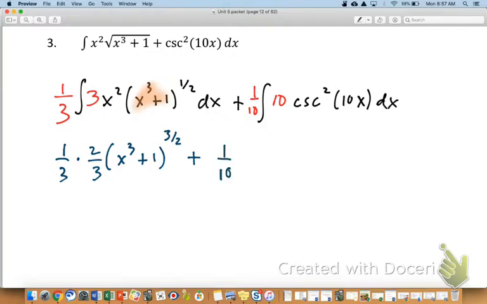Plus 1/10. And what's the antiderivative of cosecant squared? Negative cotangent. There we go. So it really would be negative cotangent of 10x. We got our plus c. And you could simplify that a little bit. Obviously, you get 2/9 on the first one, and you could mess around with the second term a little bit. There you go. Anytime you want to check these, you just do a derivative, and you should end up with what you started with exactly.